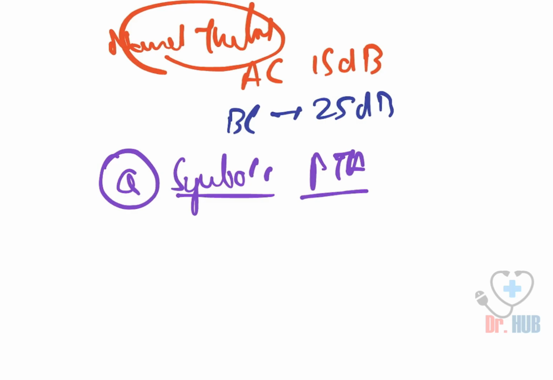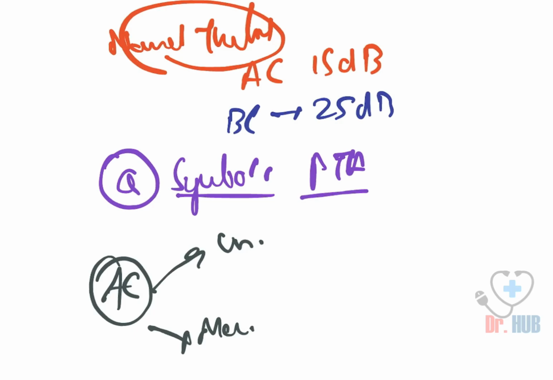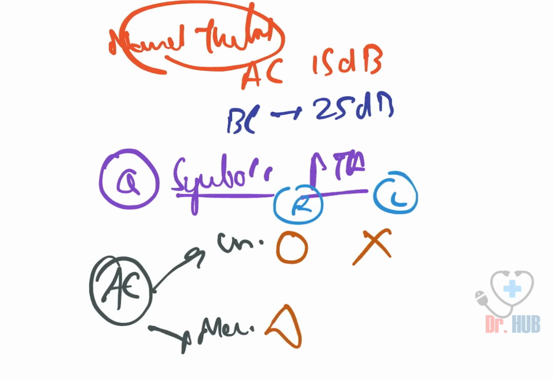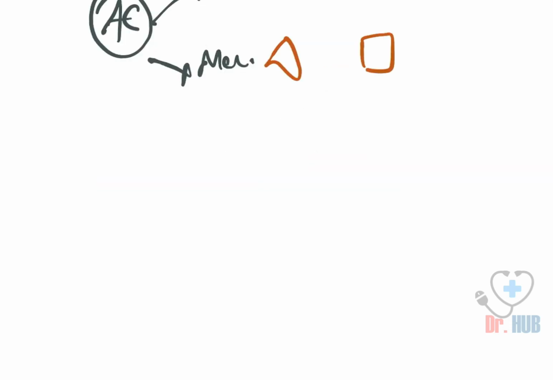The next question was, what are the symbols in the PTA? So here are the symbols of the PTA. We look at AC first. AC can be unmasked as well as masked. So here we have the right and the left ear. In case of unmasked, for the right it is a circle, and for the left it is an X mark. Next, we move on to the masked. In masked, it is a triangle for the right and a square for the left.